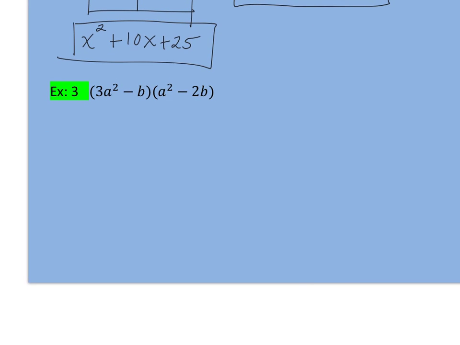Example 3. So you're going to go ahead and do this problem on your own. Pay attention to coefficient times coefficient, like base to like base. I'm not going to talk as I do the problem, so pause the video at this point and try it on your own.